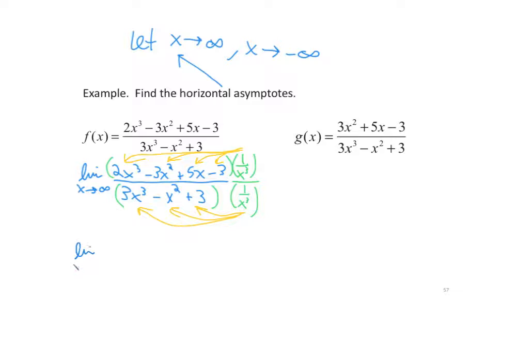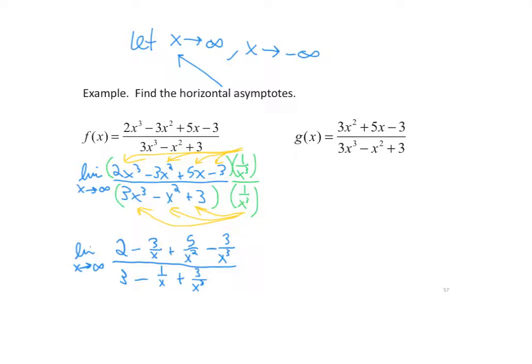With that, we will get the limit as x approaches infinity of 2 minus 3 over x plus 5 over x squared minus 3 over x cubed. And in the denominator, it'll be 3 minus 1 over x plus 3 over x cubed.